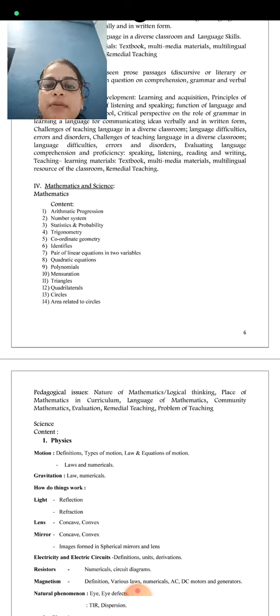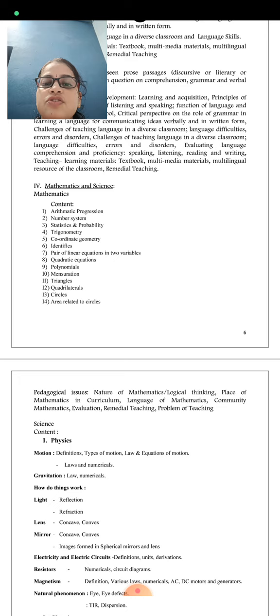Next one is polynomials. This is the ninth topic. This includes meaning of polynomials, types of polynomials, zeros of a polynomial, division algorithm, remainder and factor theorem, synthetic division method. This is also very simple. In algebra we have to be very sure about the signs, I mean, plus and minus. If we are very sure, we can easily score from this topic.